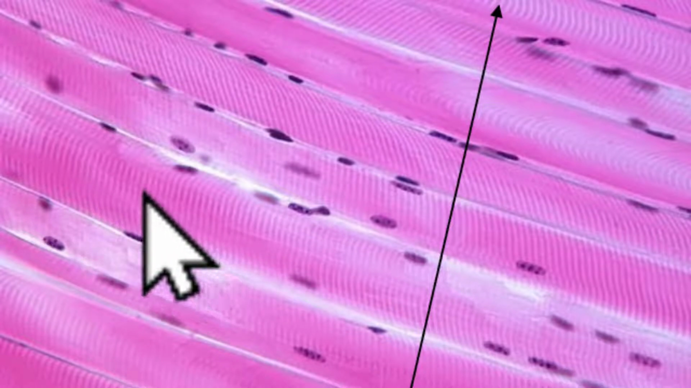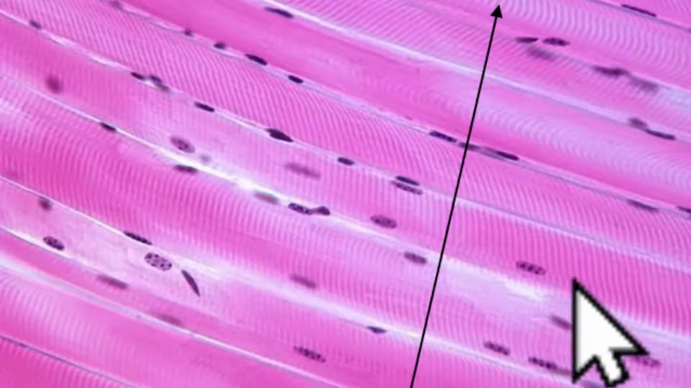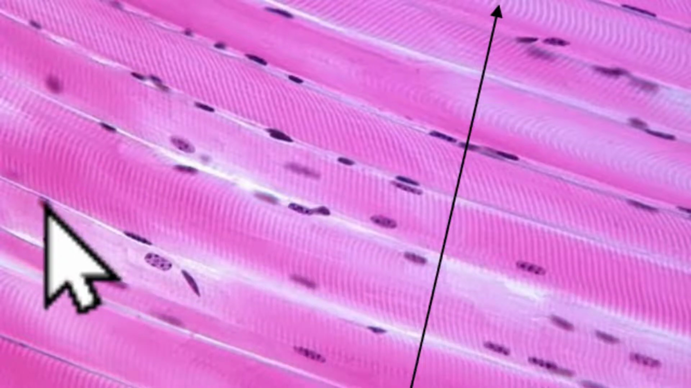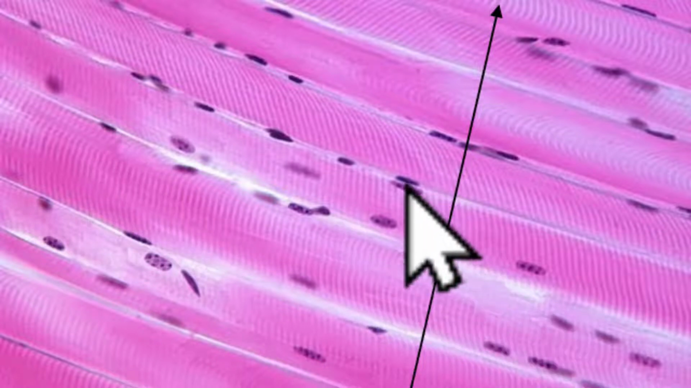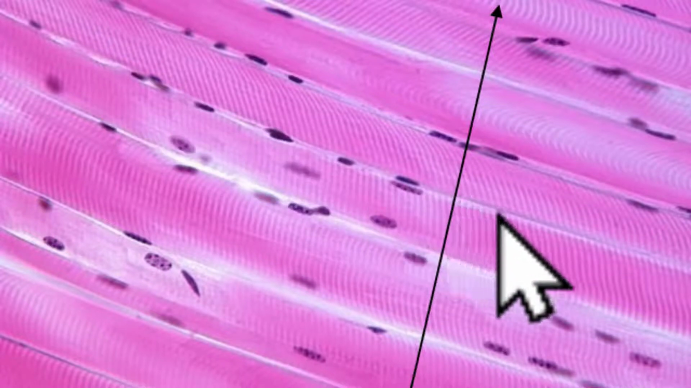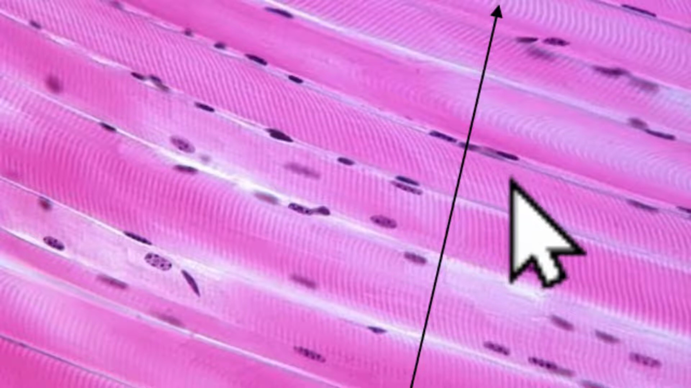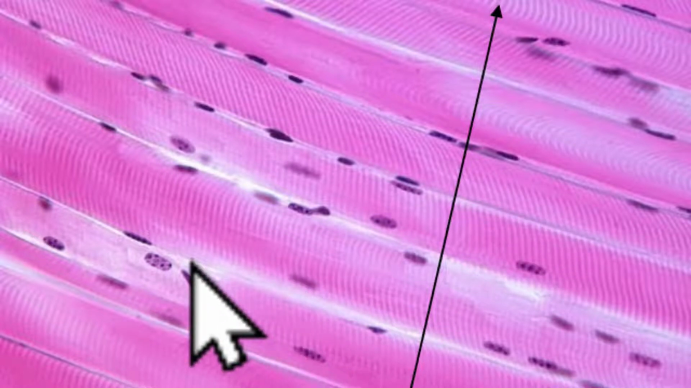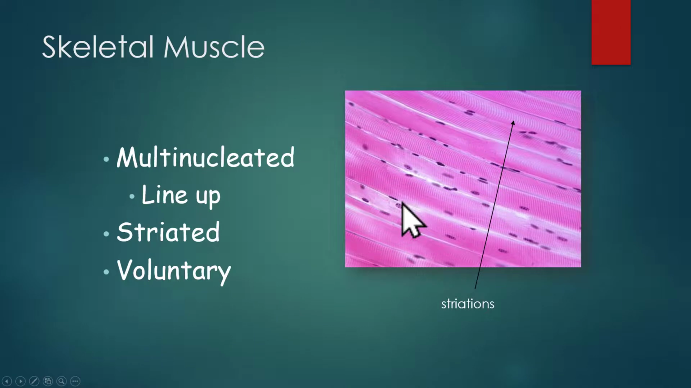And if you look at this muscle tissue, it's a long fiber. It's a long muscle fiber. And there are lots of nuclei, and they're all lined up generally right on the outside of that muscle tissue. So multinucleated, lining up. This is a voluntary muscle. You choose to move your arm. All right? So that is the thing with the skeletal muscle.